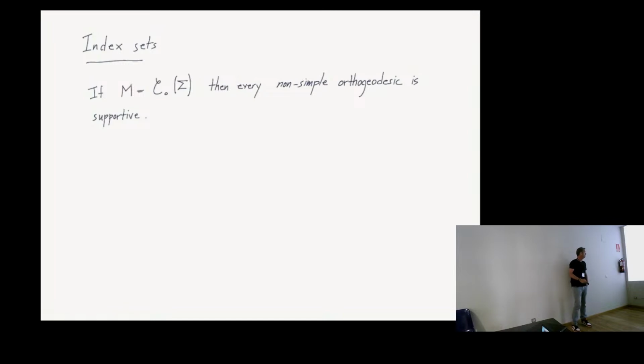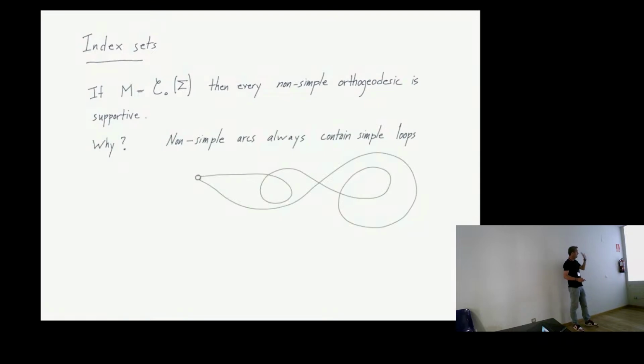So first of all, if you take your coherent marking to be the set of all simple closed curves, then every non-simple orthogeodesic is supportive. Right? So what does that mean? It's simply the fact that if you take a non-simple arc, it necessarily forms a simple loop somewhere. And so this is like a closed curve on the surface. There's always a simple loop formed by a closed curve on the surface. This is an observation that Peter taught me many years ago. This is a nice thing. And so, for example, in this picture here are two simple loops that are formed by this non-simple arc. Okay? It works for arcs as well.